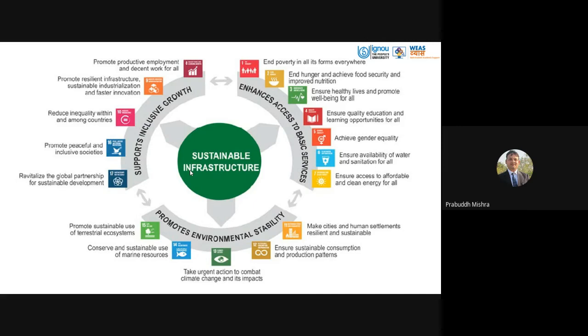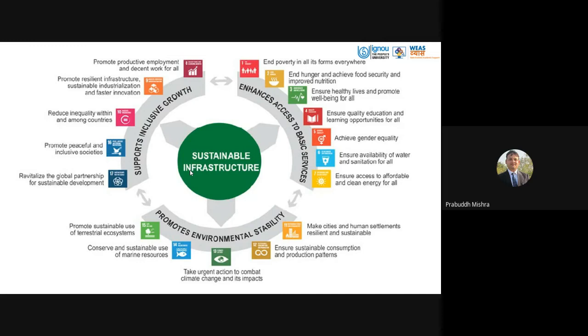Ensure healthy lives and promote well-being for all. This is very important: healthy lives and well-being, social well-being, economic well-being, personal well-being, that is very important. So these are the points which talk about equality, right? Ensure quality education and learning opportunities for all. No one can deny that education, learning and wisdom are the key solutions for all the problems which we face today.